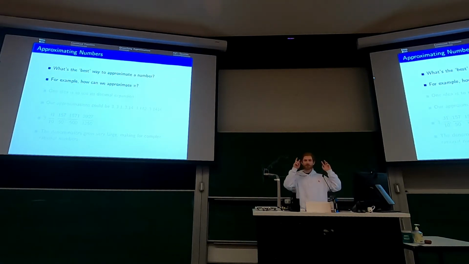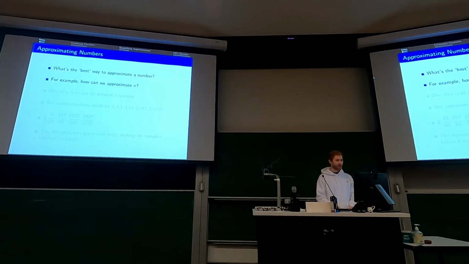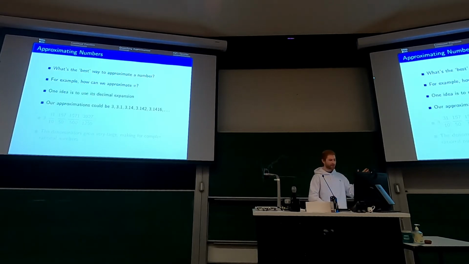Keep this in mind. It's like, what's the best way to approximate a number? And of course, we don't really know what it means to be a good approximation yet, but just keep that question in mind. Okay. So for example, I want to ask, how can we approximate the number pi? So I think the easiest example is to start with decimal approximation.